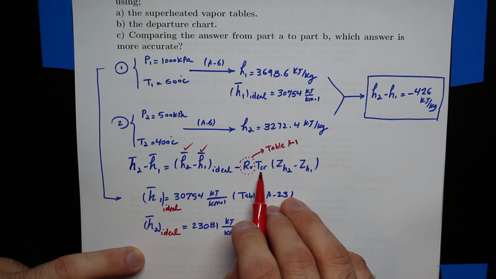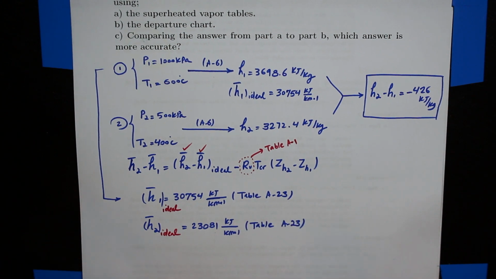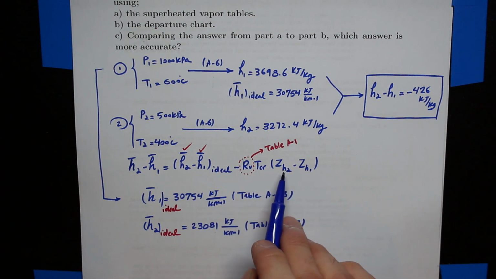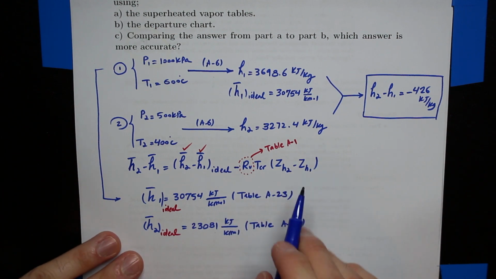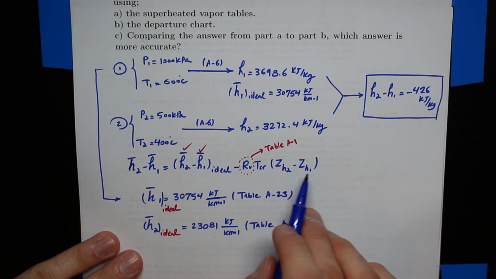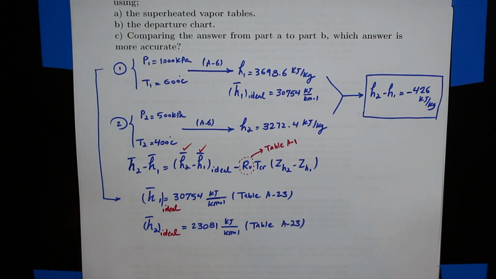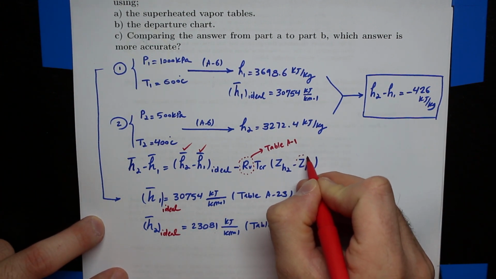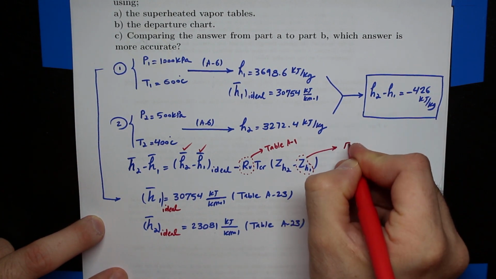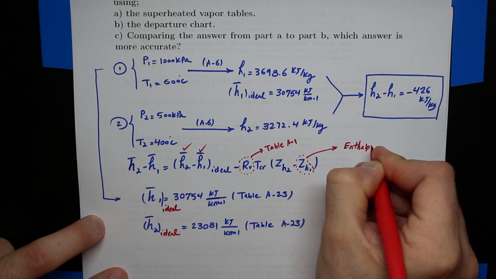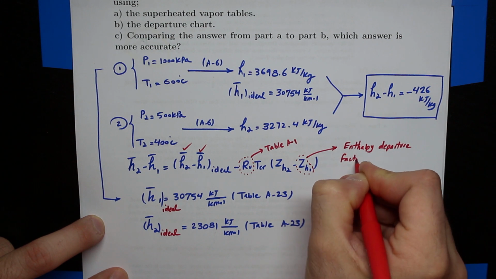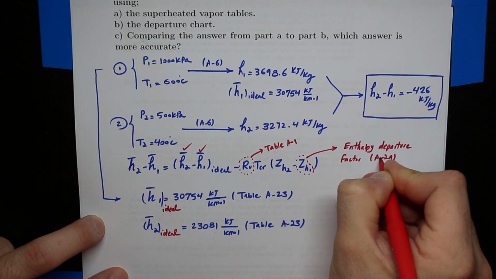Tcr is the critical temperature, and I would need that. So before putting the numbers into these, I need to find ZH values. Okay, I need to find ZH1 and I need to find ZH2. So ZHs are coming from A29. The name of ZH once again is enthalpy departure factor, which is coming from figure A29.